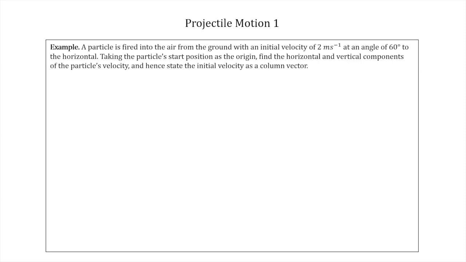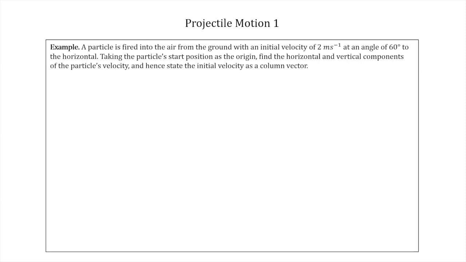So let's just take an example question. Now, we're not going to look too much at the Suvat equations in this video and consider how they can be used to solve problems of projectile motion. We're just going to look at a few basics, and then we'll get onto the Suvat equations in the next video. So the example is, a particle is fired into the air from the ground with an initial velocity of 2 meters per second at an angle of 60 degrees to the horizontal. Taking the particle's start position as the origin, find the horizontal and vertical components of the particle's velocity, and hence state the initial velocity as a column vector.